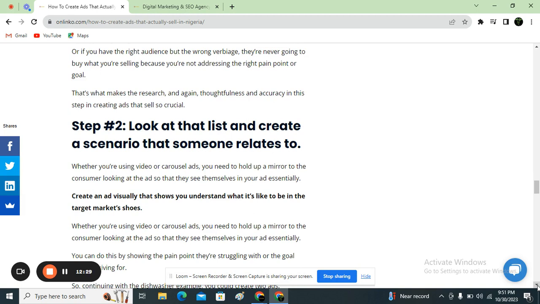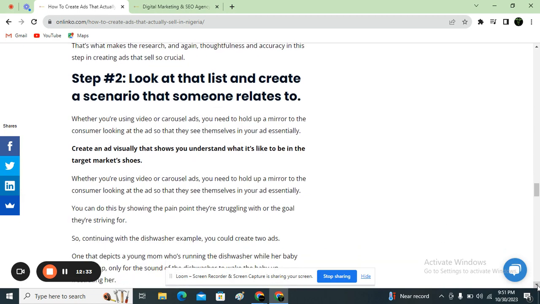Step two, look at that list and create a scenario that someone relates to. Look at all the marketing material you have researched and create a scenario that someone relates to. Whether you are using a video or carousel ad, you need to hold a mirror to the consumer looking at the ad so that they see themselves in your ad essentially. Create an ad visually that shows you understand what it's like to be in the target market's shoes.